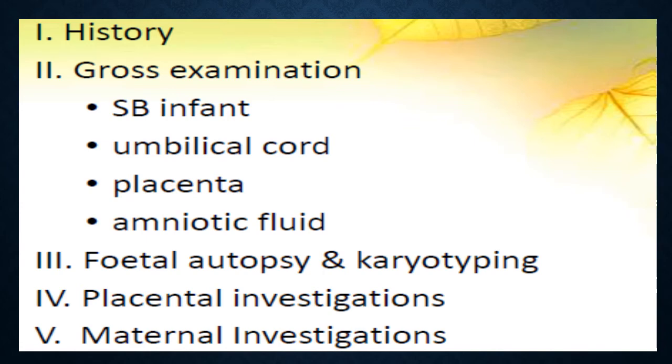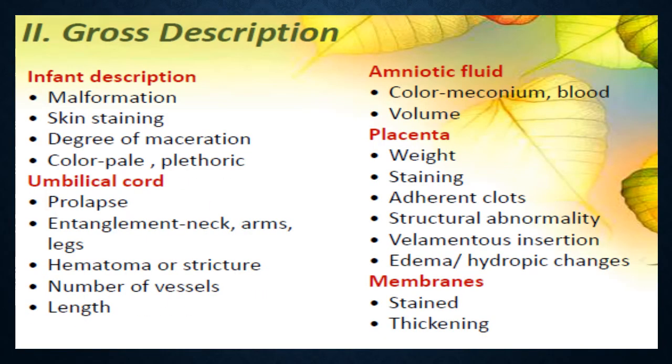Placental investigation and maternal evaluation. This is a list of the gross description for the infant, the umbilical cord, amniotic fluid, placenta, and membranes, and the changes that you can see in the stillbirth. For example, if you examine the infant, you can see malformations if there are any, skin staining, and degree of maceration gives you feedback about the timing of death. The color of the baby, if it's pale or plethoric, the cause can be evident here. The umbilical cord, if you see a cause like hematoma, stricture, or knot.